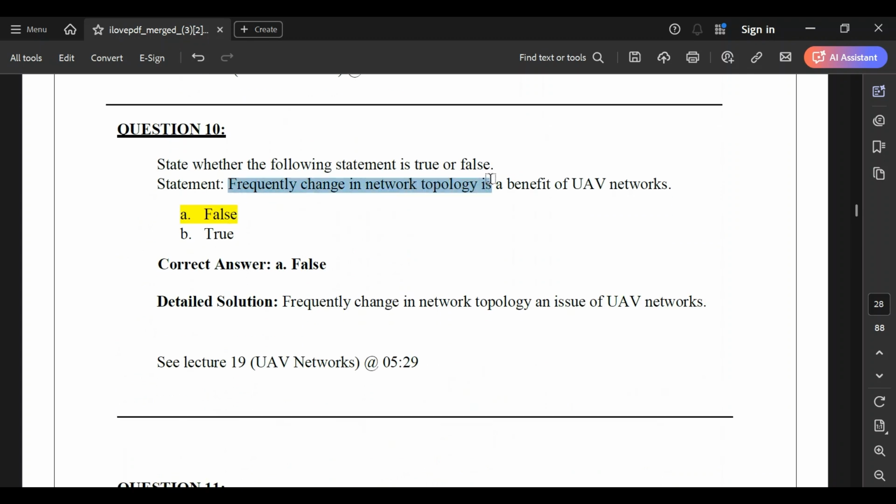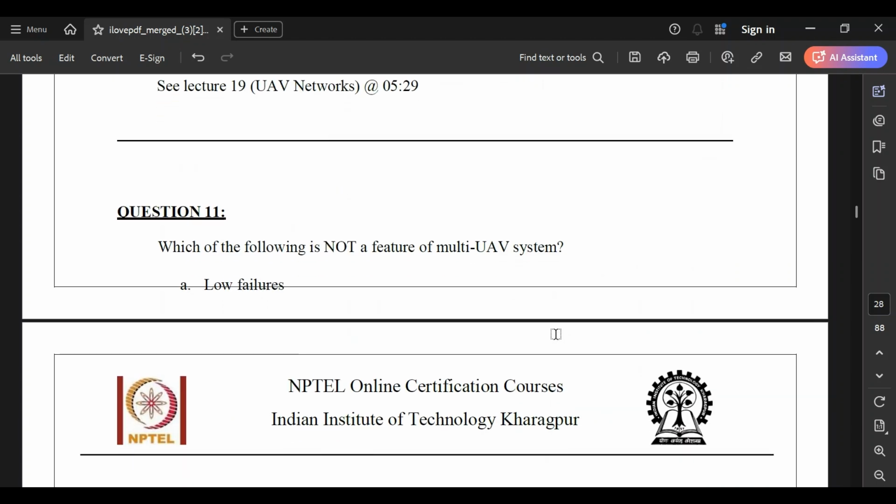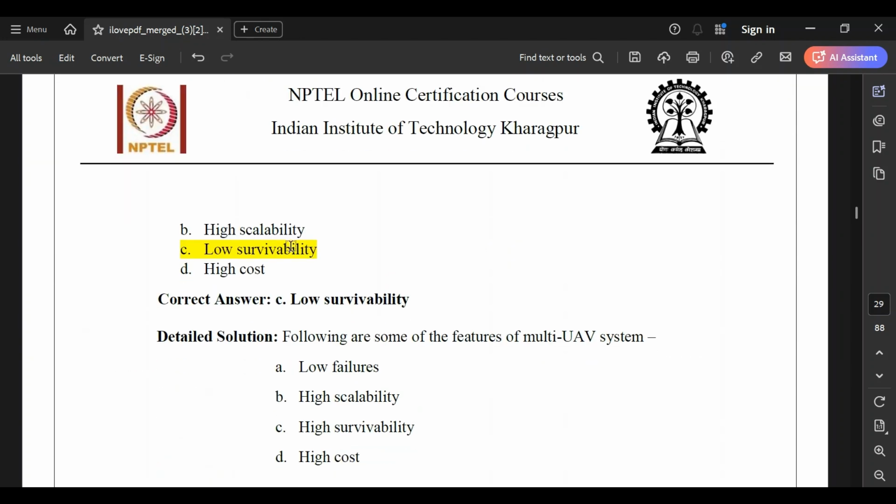Frequent change in the network topology is a benefit of UAV network. So this is false, because frequent change creates the issue. So this is not a benefit. You can see here it creates issue. Which of the following is not the feature of multi UAV system? So you can see low survivability is not the feature.